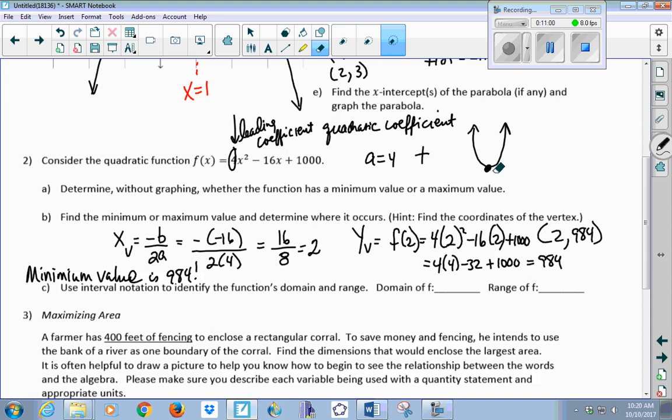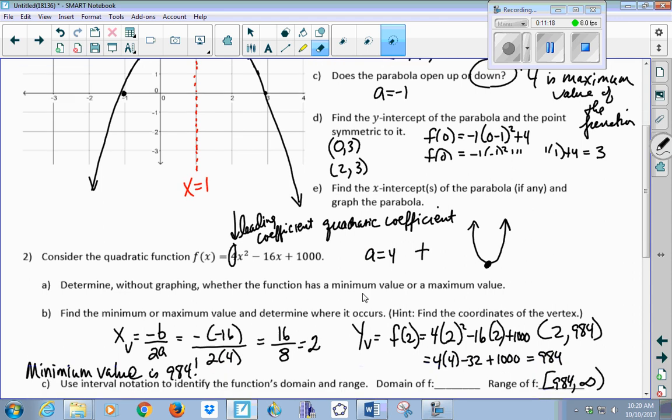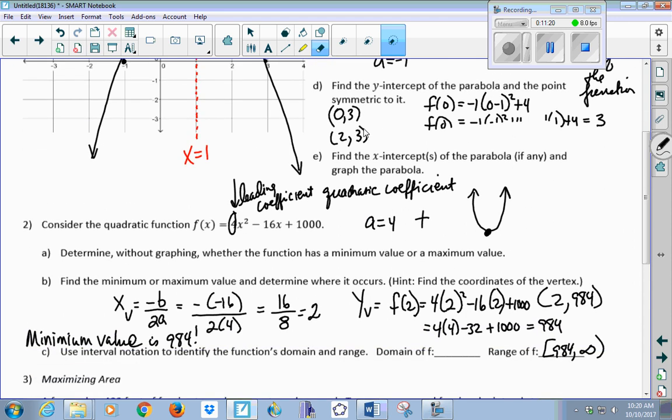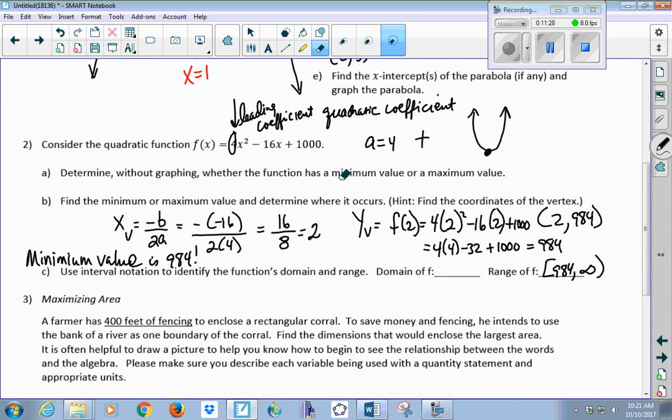So since that's the minimum value of my graph, my range is going to start at 984 and continue to positive infinity. So that's how you can use your minimum value to help you determine the range. The domain, well, since a quadratic function is a polynomial function, we have no limitations on the set of x's that are the input, or the domain, of a polynomial function. So we just say all real numbers. We like these, all real numbers, nothing to worry about at all.